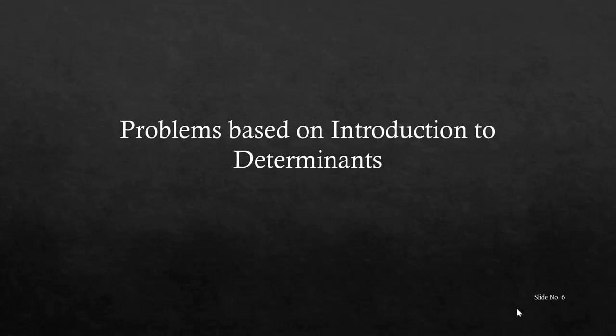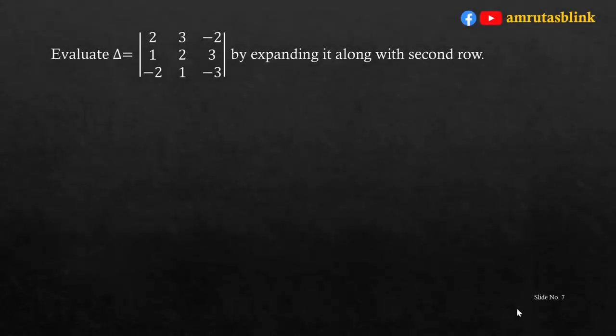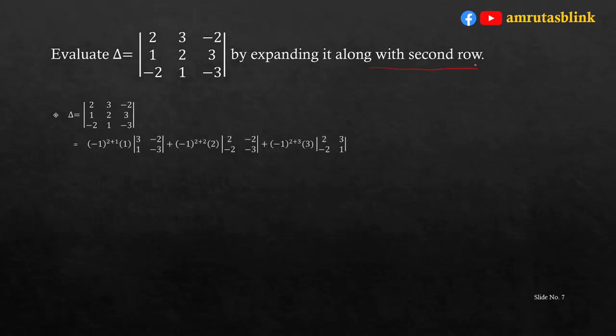Now we will see a few problems based on the introduction of determinants. Evaluate delta is equal to 2, 3, minus 2, 1, 2, 3 and minus 2, 1 and minus 3 by expanding it along the second row. Now here in the question what they have asked us is we need to expand this matrix along the second row. So let us suppose delta is equal to 2, 3, minus 2, 1, 2, 3 and minus 2, 1 and minus 3. Now we want to expand this along the second row.